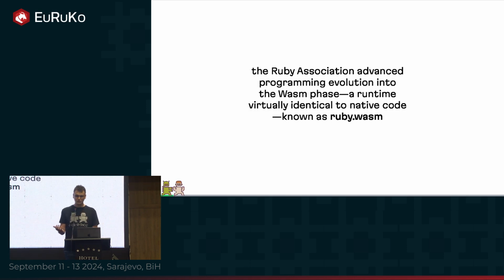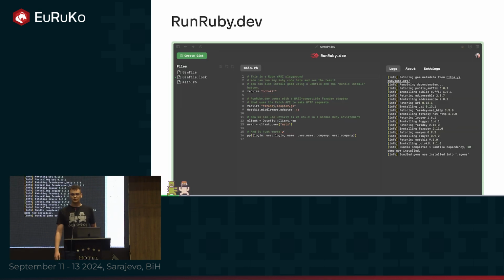when I saw that Yuta Saito was working on Ruby.wasm, I thought, why should JavaScript developers have all the fun, right? That's when I decided to create this mini StackBlitz for Ruby. And I created runruby.dev. It's a Ruby playground, like many others, but with a twist. It's also an emulated development environment.